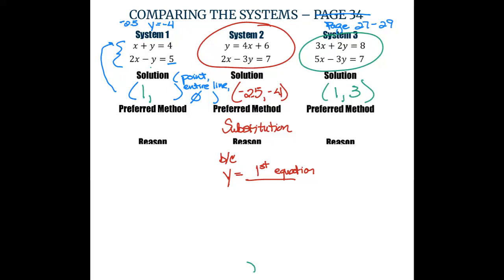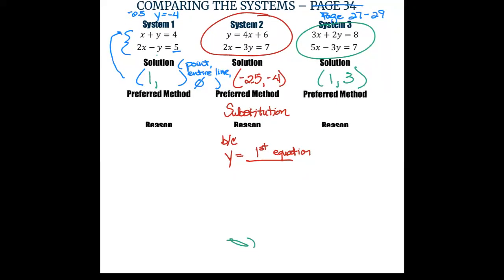If you had a preferred method, take a look at these two in this system 1. x plus y equals 4, 2x minus y equals 5. What shows up and screams to you, ooh, do it this way? Anything? Because you've got a y and a minus y right here. I would say the preferred method would be elimination, right? Because you have two opposites in the two equations.